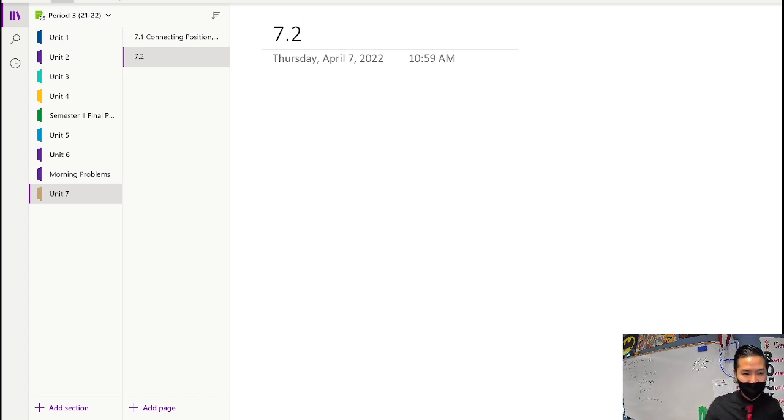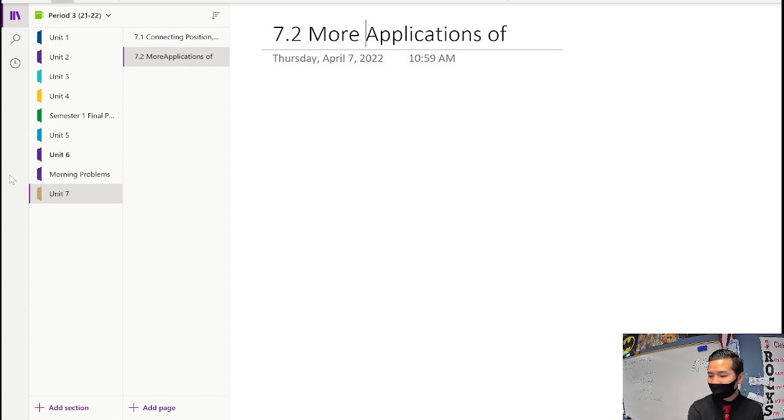Okay, so 7.2 is going to be some more applications of integrals, right? But how do I want to title this? More applications of integrals.